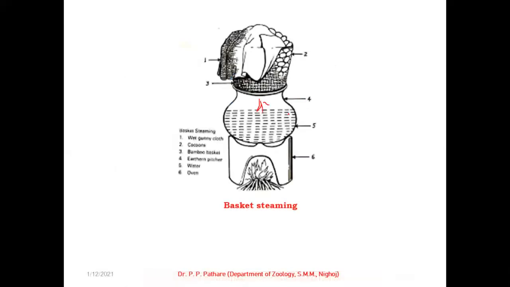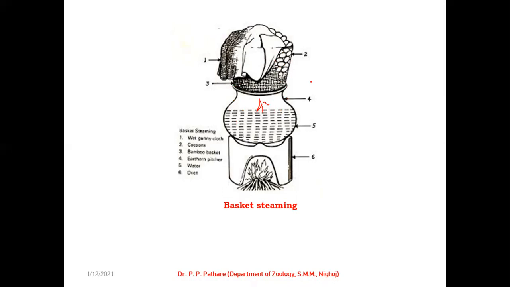In this method, the advantage is that if you want to stipple a small number of cocoons, you can easily choose this method using whatever material is available on your farm. Some disadvantages, for example, in basket steaming you are not able to dry the cocoon at the same time. You can just kill the pupa.